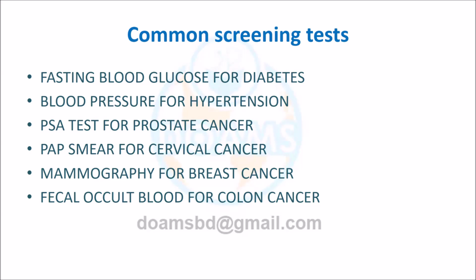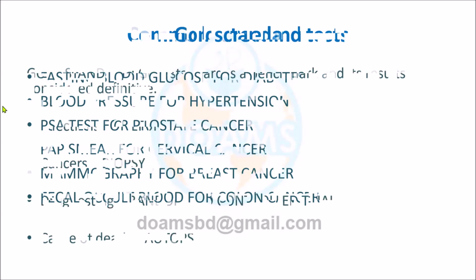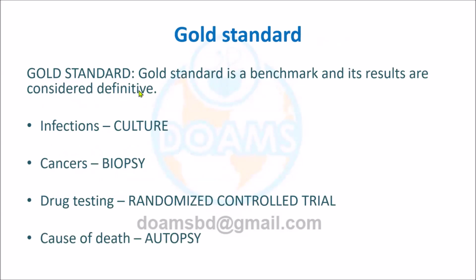If you come to the last one, fecal occult blood for colon cancer. You already know that if the fecal occult blood test is positive, to confidently confirm colon cancer, what will be the next test? Colonoscopy with biopsy. Yes. This is the understanding of the screening test. But to be sure, that means to confirm the disease, we have to select a specific test.